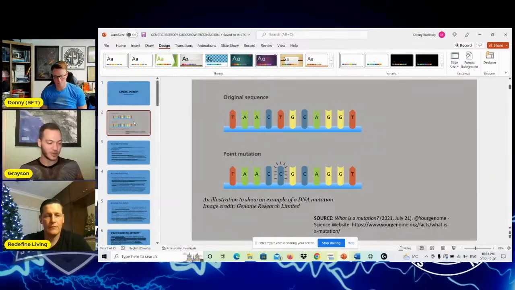Do you want to skip to junk DNA, or you want to go through? Because like I said, we already talked about genetic entropy a lot in our last debates. If you've got new points to bring up, we can address those.